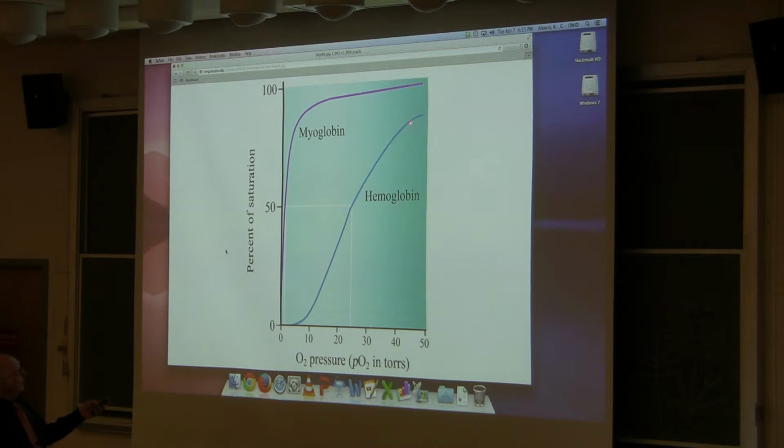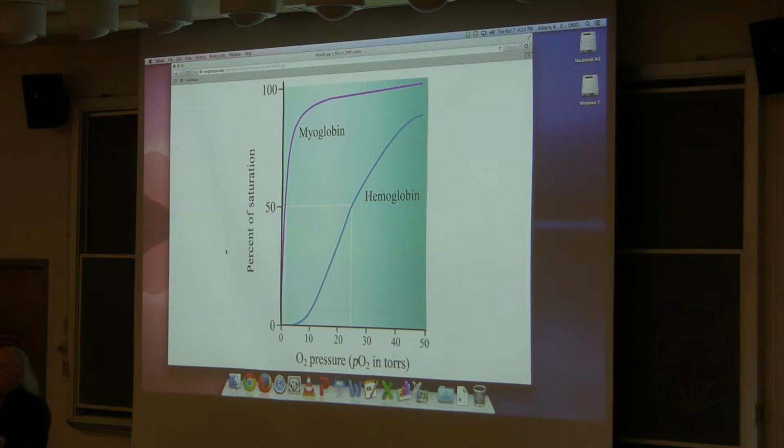Hemoglobin, if we take this plot and go all the way over here, we would see that these two lines would intersect about right up here, way over on the right. At that concentration of oxygen, which corresponds to the concentration of oxygen we would have in our lungs, we have essentially 100% of the hemoglobin bound with oxygen. We'll see how that happens in a minute. But essentially 100% of the hemoglobin will have oxygen, just like 100% of the myoglobin will have oxygen.